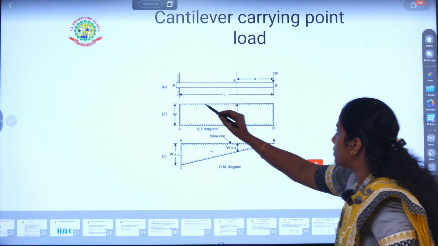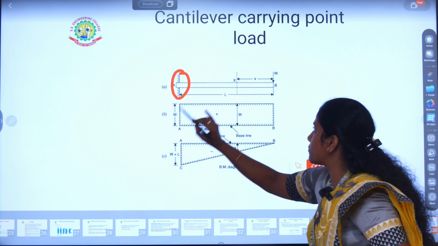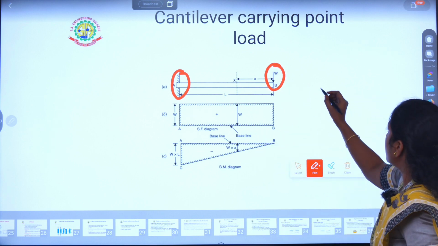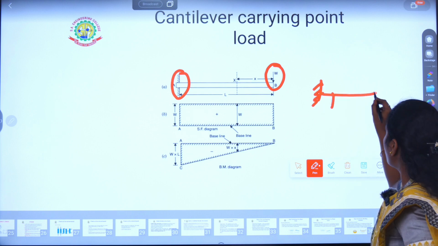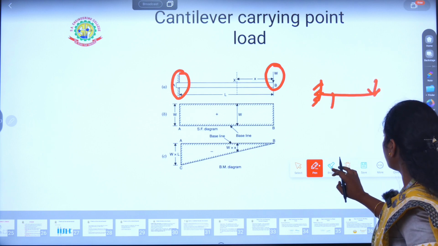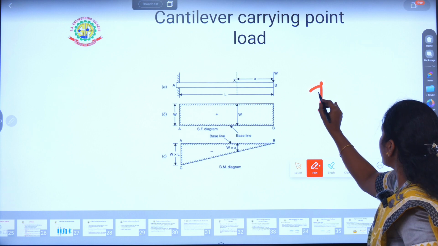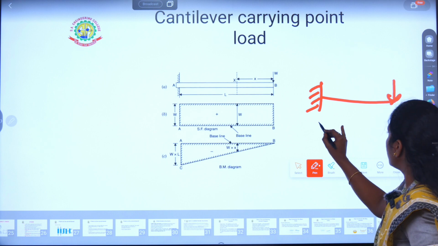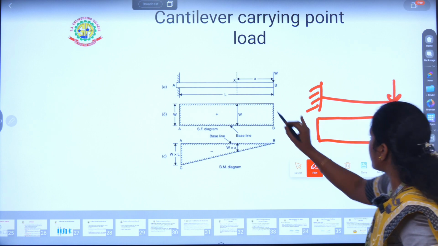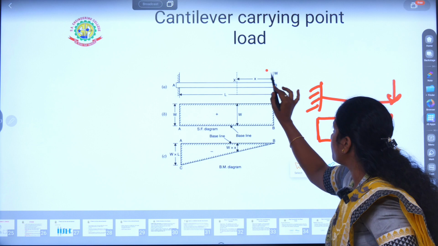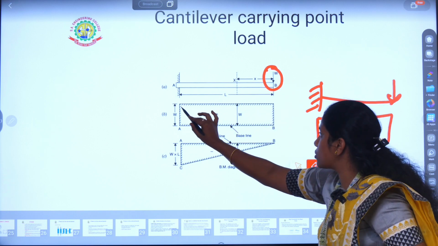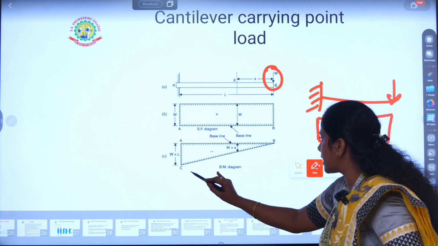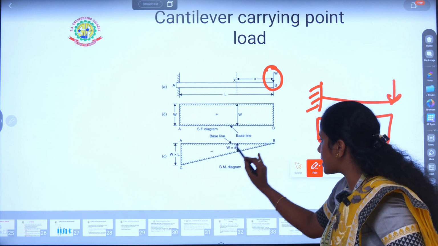This is a cantilever beam. As I said, in a cantilever beam one end is fixed and the other end is free. Here the cantilever beam has a point load at its end. For a cantilever beam carrying a point load at its end, with no other loads, the shear force diagram will be a box, a rectangle, and the bending moment diagram will be linear, which is called a triangular bending moment.